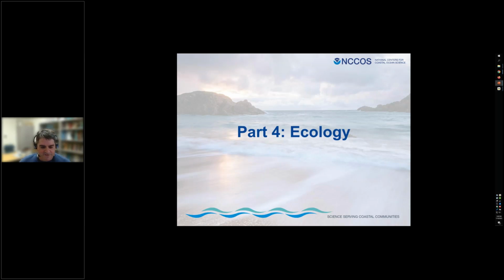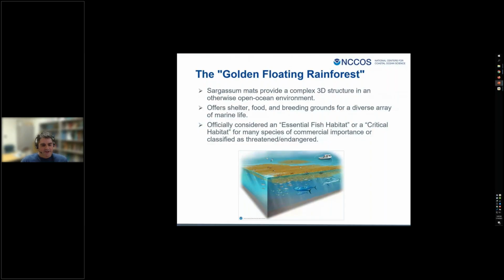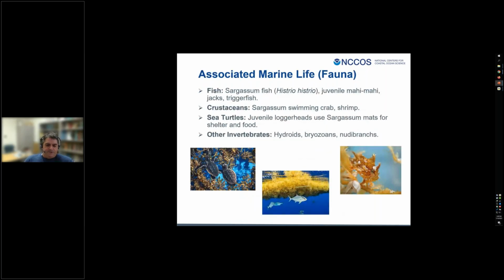Let's now switch to why Sargasso is important from an ecological viewpoint. Sargasso mats are sometimes compared to a rainforest. They create a three-dimensional environment in the open ocean that in turn helps provide shelter, food, and breeding grounds to many other marine species. So much so that they're officially recognized as essential fish habitat for important commercial and recreational fish species, as well as critical habitat for several endangered and threatened marine species. There's a great variety of fauna associated with Sargasso mats, including fish, crustaceans, sea turtles, and invertebrates such as hydroids, bryozoans, and nudibranchs.